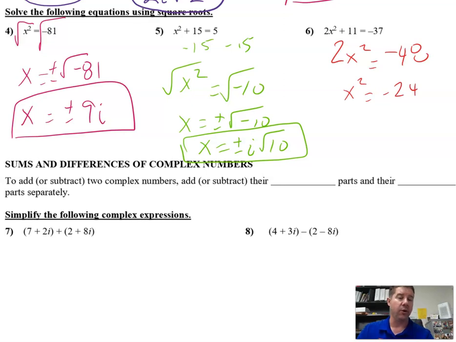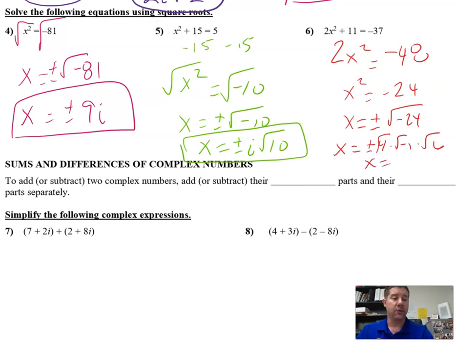Then I need to root both sides. That's right. Plus or minus. And now I have to simplify my radical. Always, always, always. So I can pull out 24 divided by 4. I can pull out a 4. Can't do a 9 or a 16. Then we're too big, so I can pull out a 4. So plus or minus the square root of 4 times the square root of negative 1 times the square root of 6, or x equals plus or minus 2i root 6 would be our answer. All right?